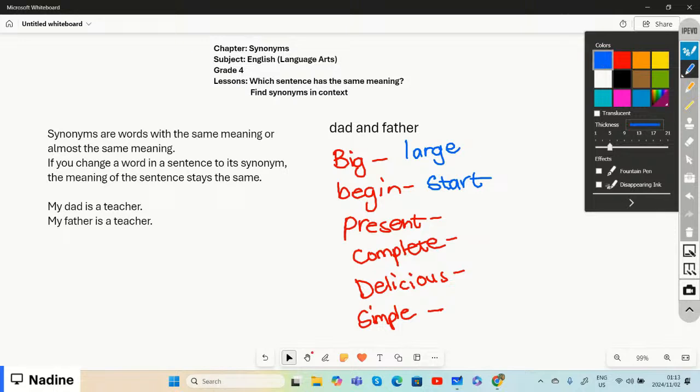Yes, the word for this, the word that's the same as or almost the same as present, is gift. So my friends brought me presents, or we can say my friends brought me gifts for my birthday. Those cupcakes are delicious, or we can say those cupcakes were yummy.